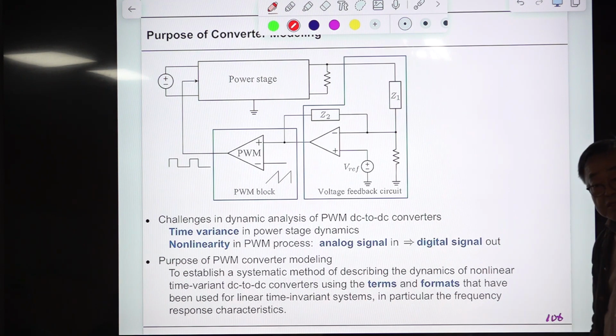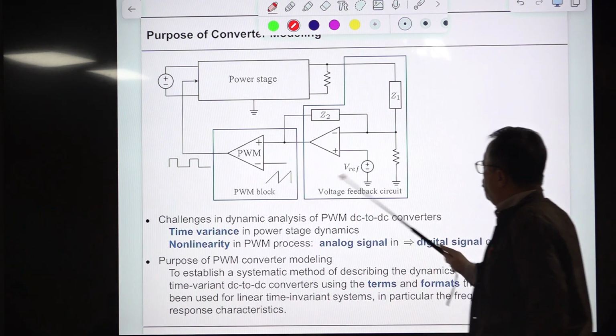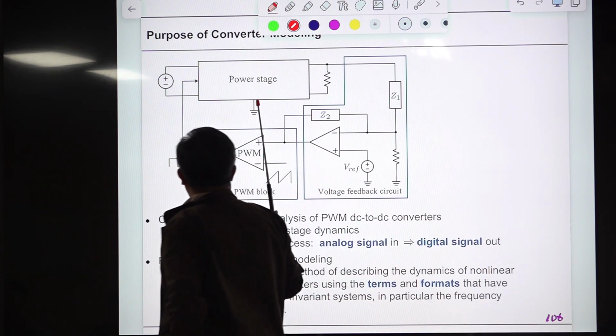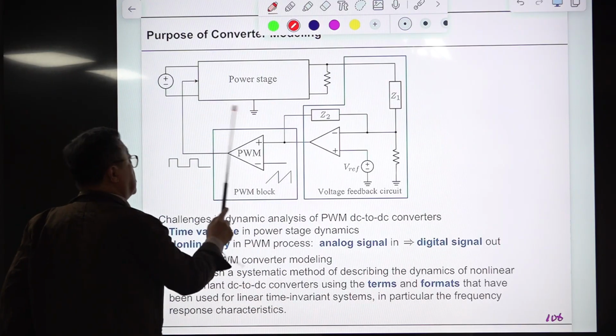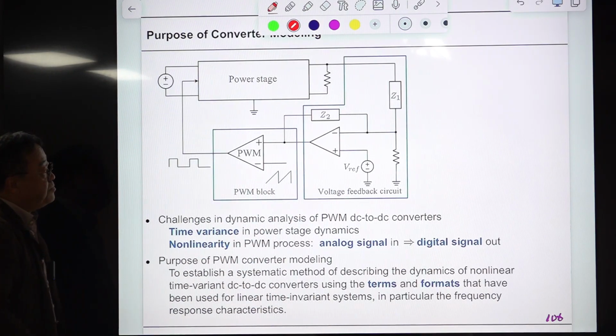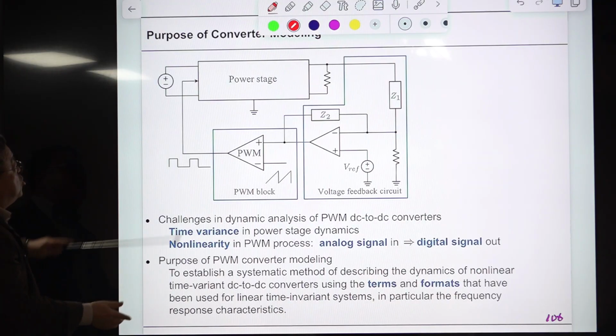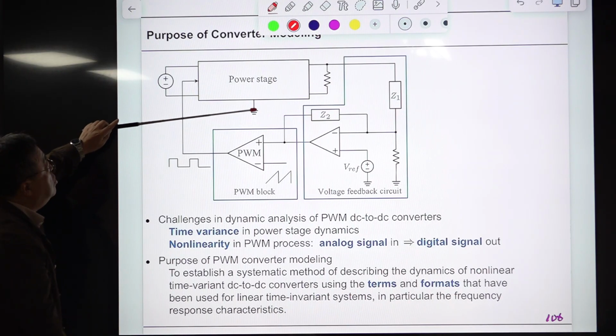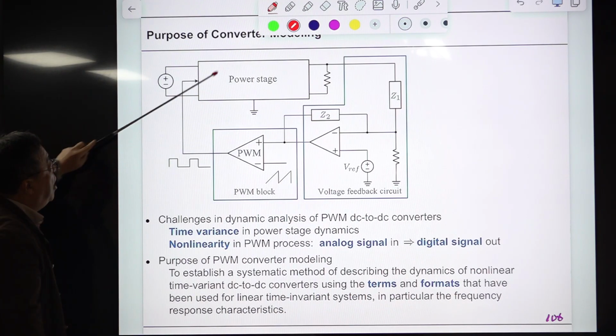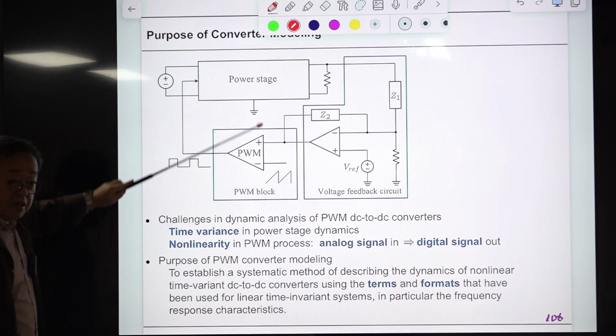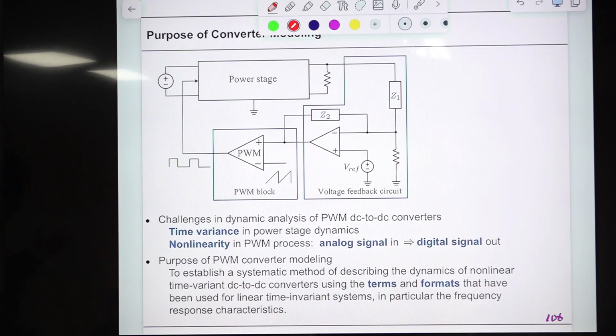You already know this, so you don't need to pay attention to this part. First we do this. Okay? All right. I'll show the final form of the power stage model. The derivation is coming later.